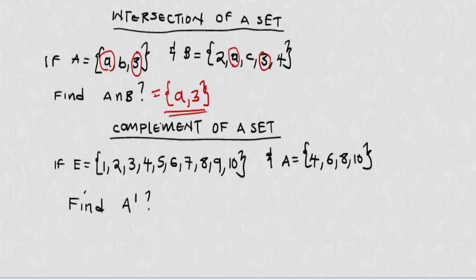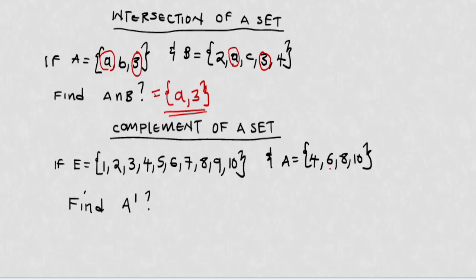Alright, we now proceed to the complement of a set. What do we mean when we say the complement of a set? We're going to understand this by looking at an example. If we have set E, by the way, set E represents the universal set, and a universal set is a set that contains all the elements. So all the elements are part of the universal set.